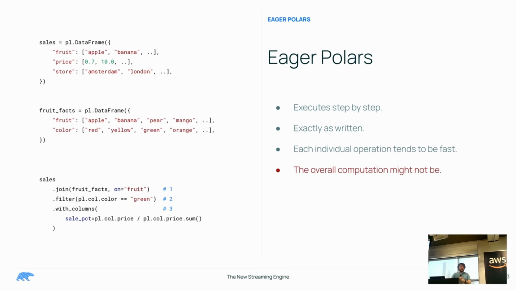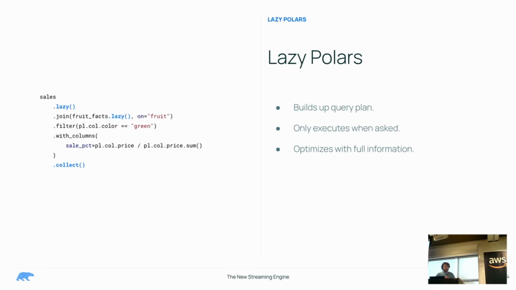Each individual operation tends to be fairly fast when you use Polars, but the overall computation as a whole, because you're not interested in intermediate steps, you're not printing the intermediate steps, you're not using the intermediate steps, might not necessarily be efficient, and that's where lazy Polars comes in. So when you add just a couple things to your query, you make your data frames, if they're in memory, lazy, or if you're using file IO, you replace read with scan. I'm sure most of you have done that before.